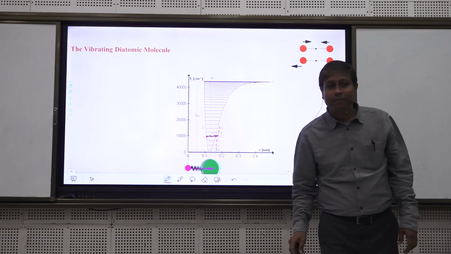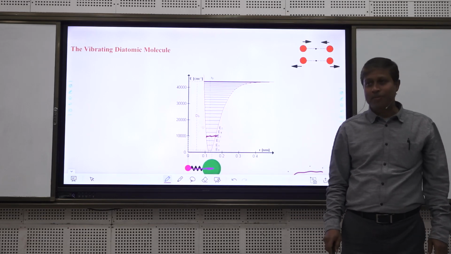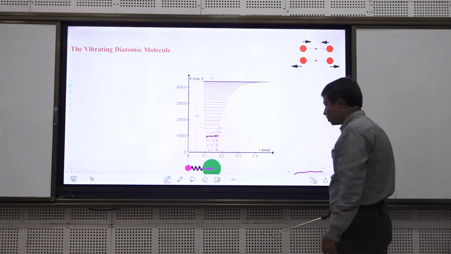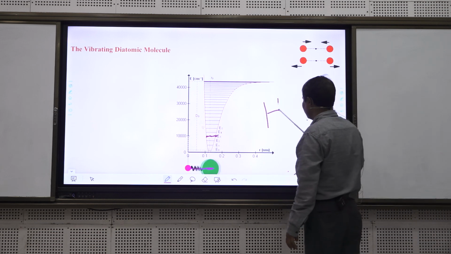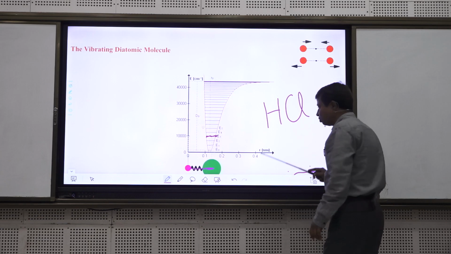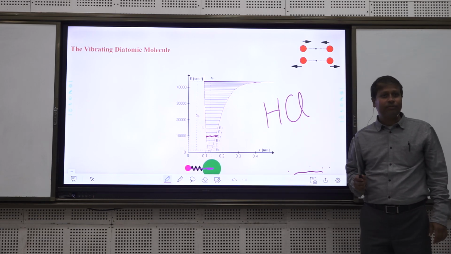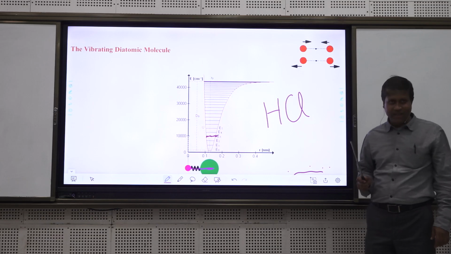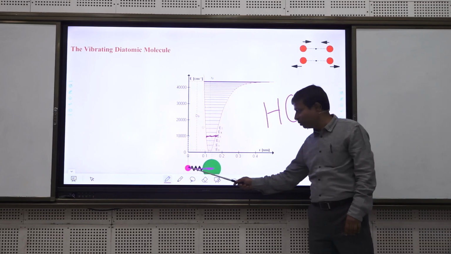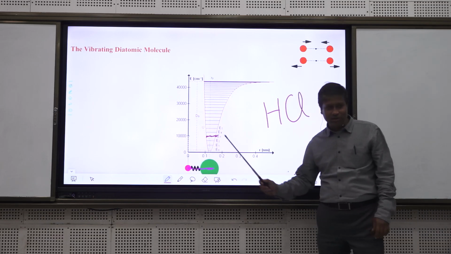The sizes of the atoms are not the same. No, we are talking about the HCl molecule, so its sizes should not be the same. Yes, the heavier one should be fixed and the smaller one should move.